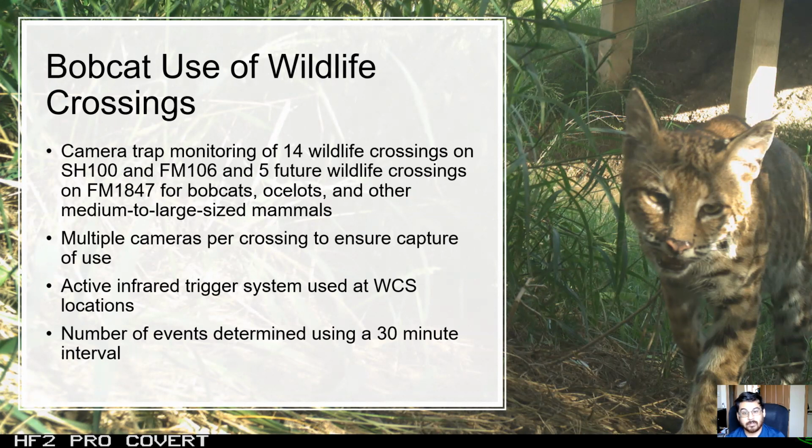So because these crossings were built at different times, they were completed in 2018, 2019, and some are still in progress, we used data only at times when monitoring was occurring at all crossings at the same time. So this was December of 2019 to November of 2020. We realized that this could be biased due to time since crossing completed, but since we have crossings in different stages of use, that is important. We then used a 30-minute interval to define independent events for use at each crossing.